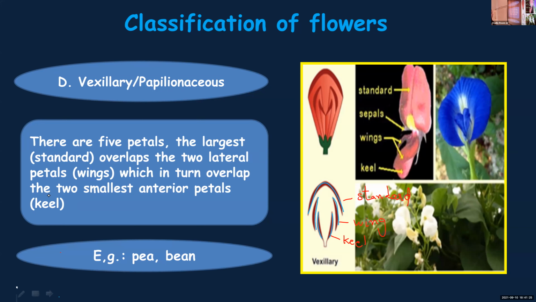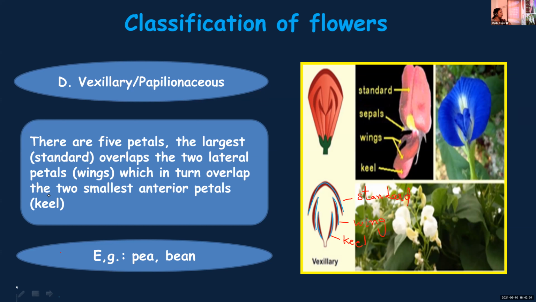Once again, vexillary or papillonaceous aestivation. Here 5 petals are there: standard, wings and keel. Standard is the largest petal, and the standard petal will be overlapping 2 lateral petals which are known as wings. And these wings will be further overlapping the 2 smallest petals present on the anterior side, which you call keel. And such an arrangement is found in pea and bean flowers. This aestivation is known as vexillary or papillonaceous aestivation.